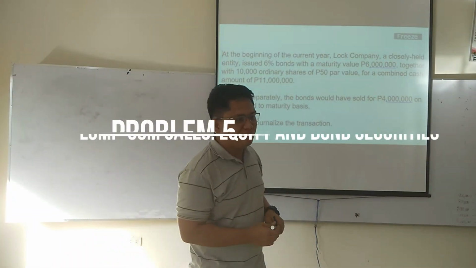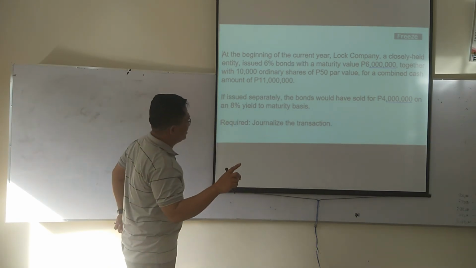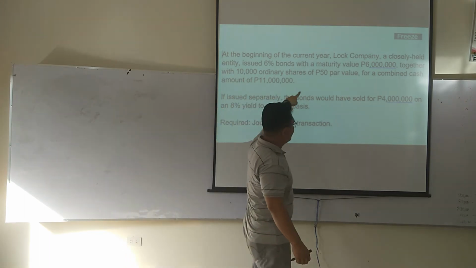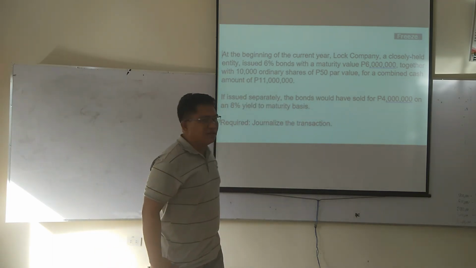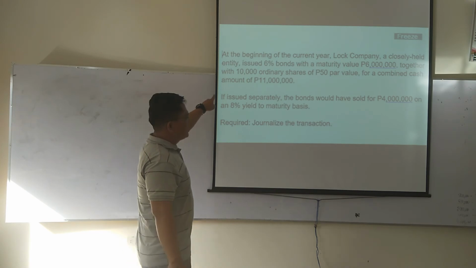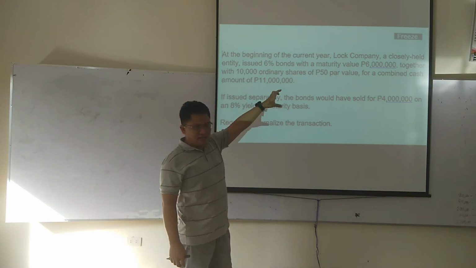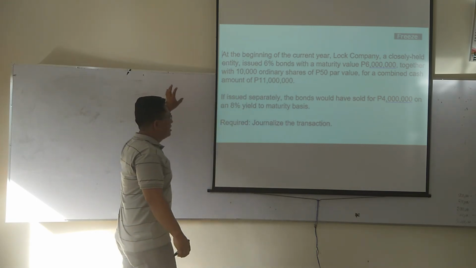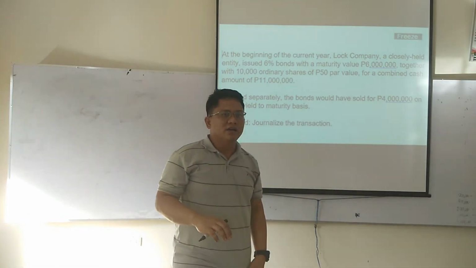For stockholders' equity, problem 5. The requirement is to journalize the transaction. At the beginning of the current year, Lock Company issued 6% bonds together with ordinary shares of 50 par value for a combined cash of 11 million. So again, this is a lump sum selling, but this time the combination is an equity and a liability, bonds payable and ordinary shares. How much are we going to allocate for the bonds and how much for the shares of stocks?